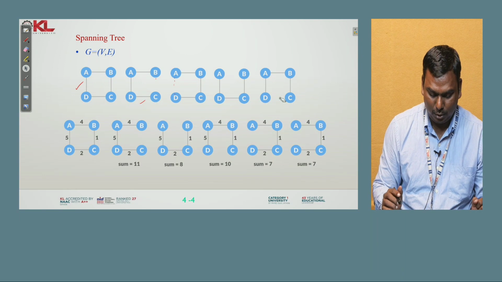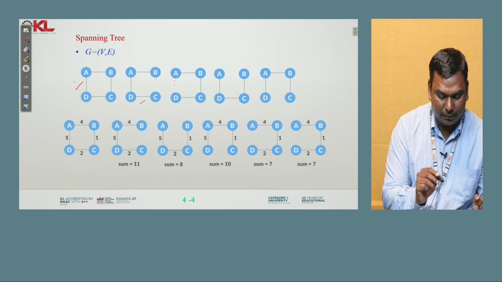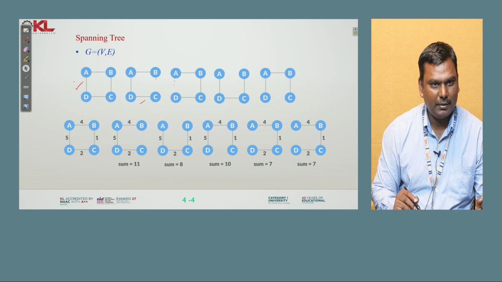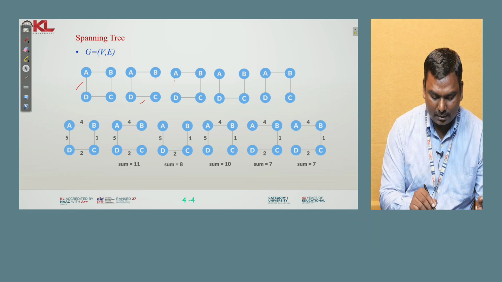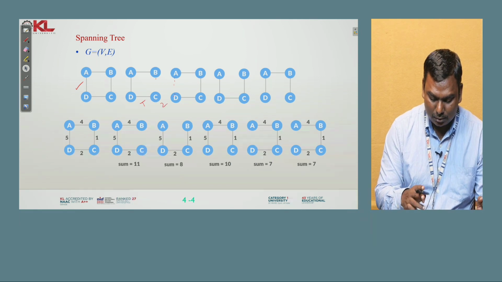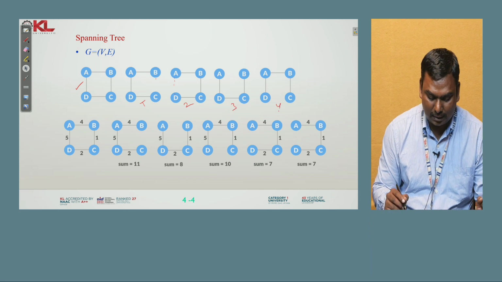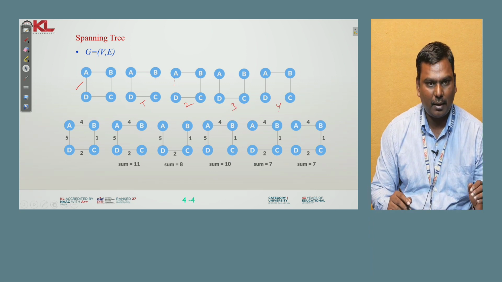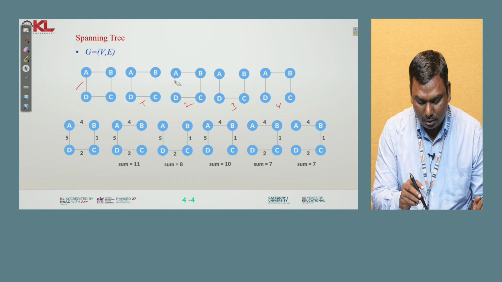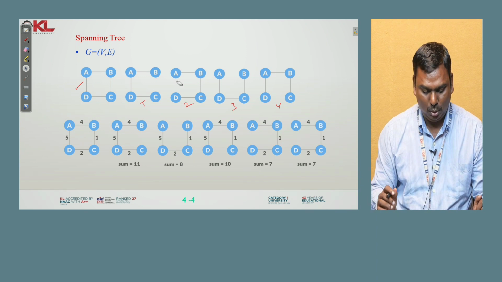This is one of the graphs. Here the graph has many possible trees, and these are the possible trees, found without a loop.